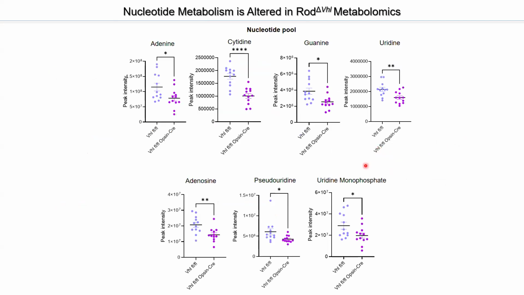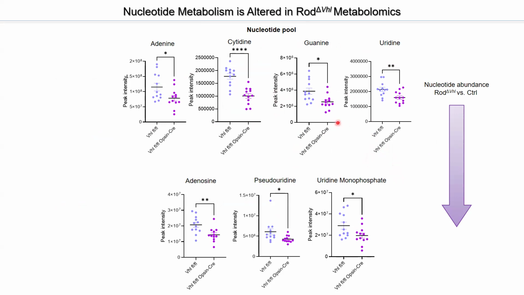So if we then look at the most abundant metabolites that were affected, basically what was very, very obvious is that we have a strong decrease in the nucleotide pool inside our VHL mice. So this could be either due to decreased production or increased degradation.